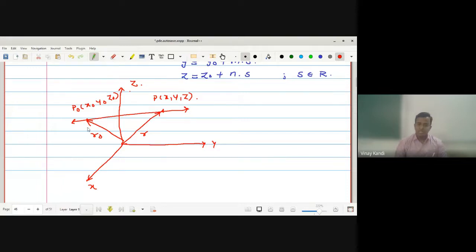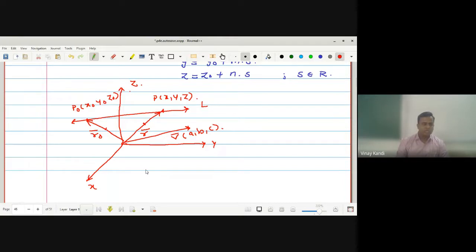If you want to find the equation of this line, you must know its direction. Suppose this is the line L, and you have to find the equation of that line L, so you must know the direction of this line. So take one more line which is parallel to this line. Suppose this is the V bar and the general coordinates of this point are (A, B, C). So this is R bar, and this is R naught bar.